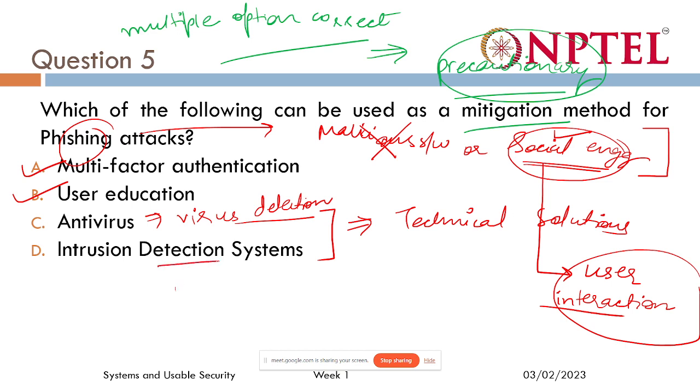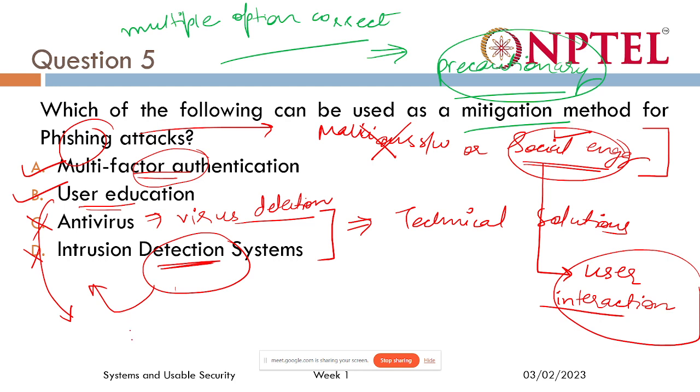And intrusion detection systems are basically used to detect whether some intruder or outside attacker is there or not. So these both are technical solutions, and you cannot rely on them for addressing social attack issues. So why is multi-factor authentication helpful in this case? User education, we definitely know this will be very useful.